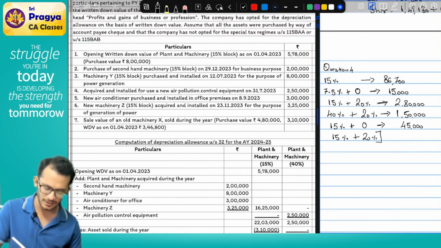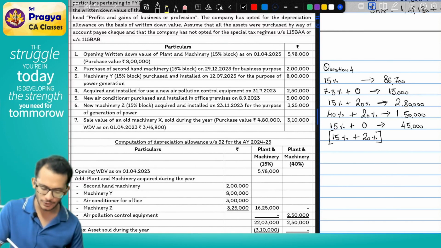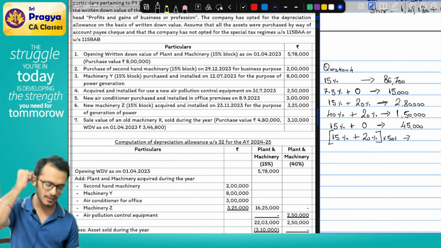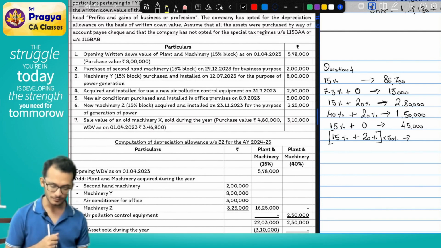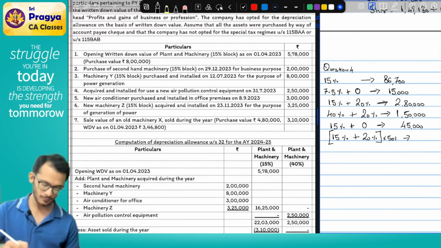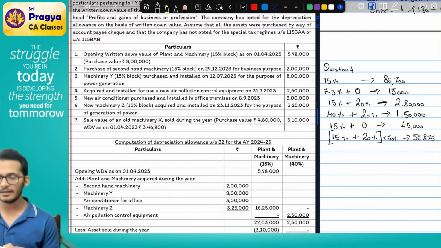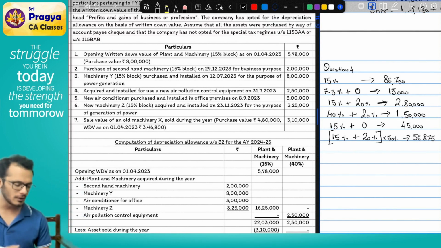Rahul, are the numbers right? No, the numbers are not right because you have installed it on 23rd November. So the additional depreciation will be 50%. Therefore, it is 35 into 50%, 17.5%. 17.5% into 3,25,000 is 56,875. Clear? Next.